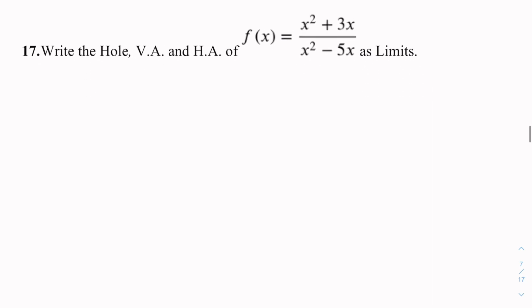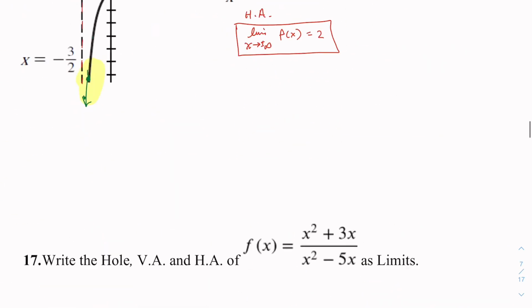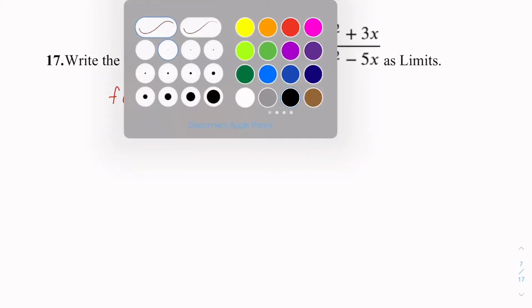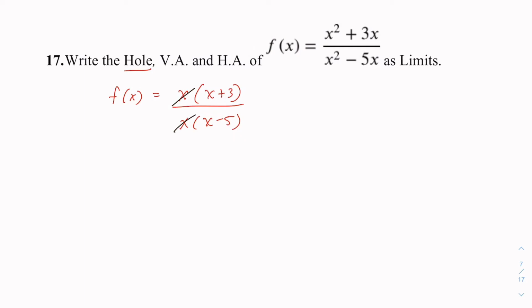Let's try doing the same thing, but this time from an algebraic expression. So let's begin. f of x equals, let's factor. The numerator becomes x times x plus 3. The denominator is x minus 5. And immediately I see that I have a hole. Because that canceled, the root is 0, and that's where I have my hole.